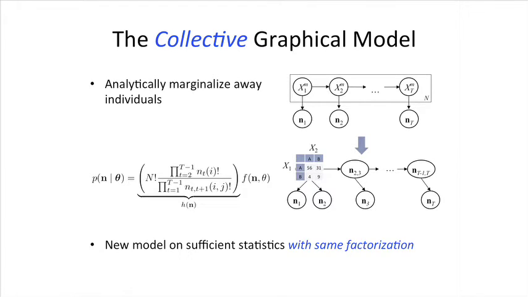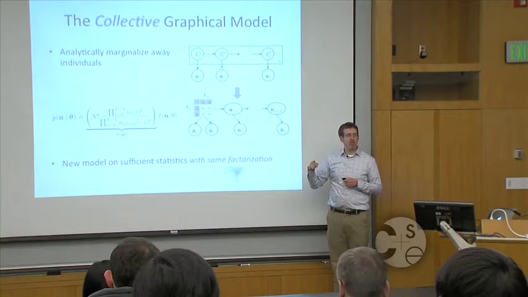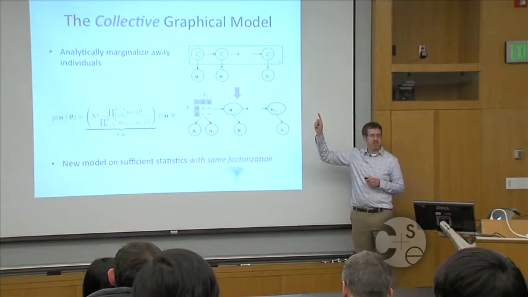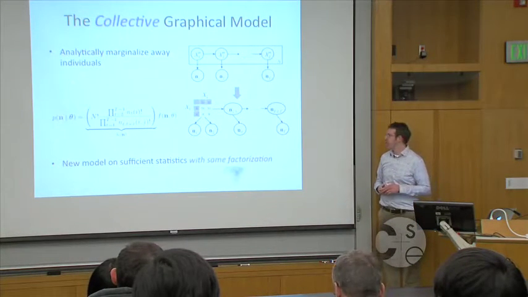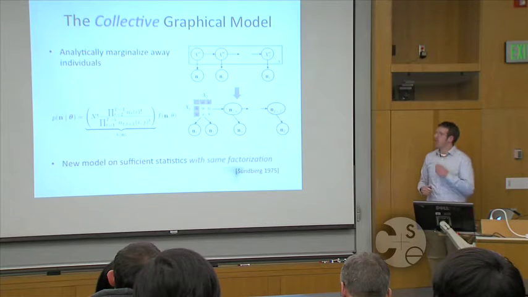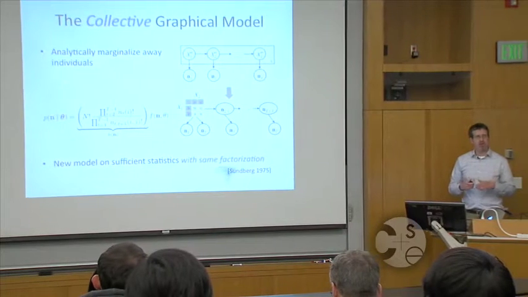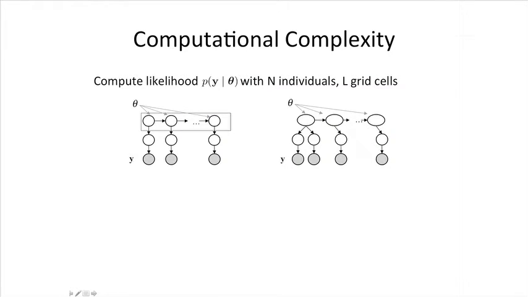Okay, so I now have a new model on the sufficient statistics, and one of the remarkable things here is that this is a graphical model, and it has the same factorization structure. In fact, it's still a Markov model. In fact, this is true for all collective graphical models: we can derive this new model on sufficient statistics, and it factors according to the same factorization structure as the original model. This is something that has been known for a while by statisticians, although not really employed in any inferential way. Okay, so the question is: is it possible computationally?